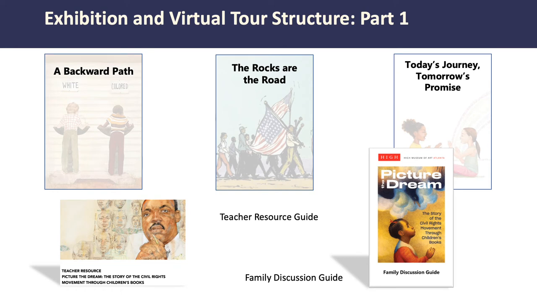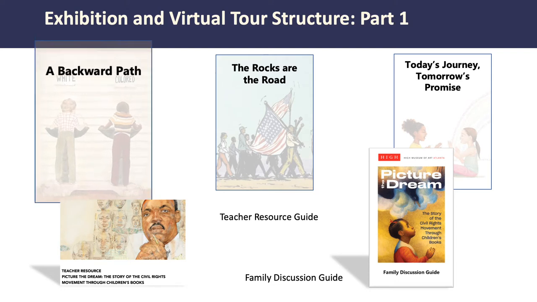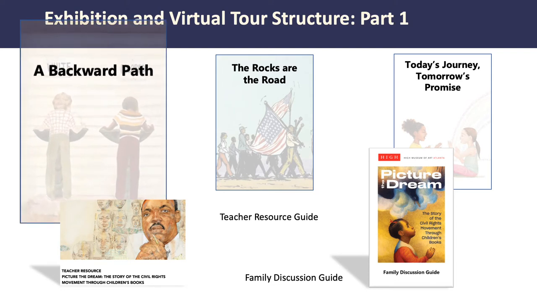Before we begin, please know that you can watch the entirety of this video at once, or you can break it into three parts. This video is structured like the exhibition. It is divided into three segments, as shown on the slide. This video is part one, A Backward Path. We will look at a few events that led up to the civil rights movement.